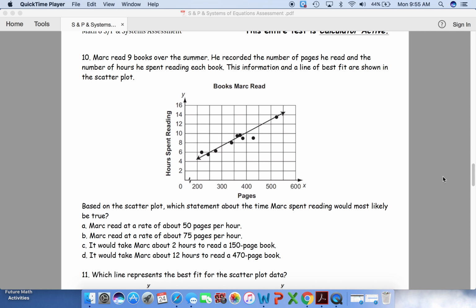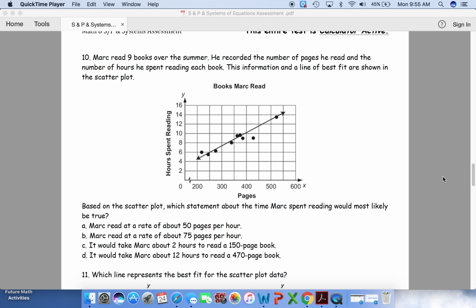Number 10. Mark read 9 books over the summer. He recorded the number of pages he read and the number of hours he spent reading each book. The information and a line of best fit are shown in the scatter plot. Based on the scatter plot, which statement about the time Mark spent reading would most likely be true?